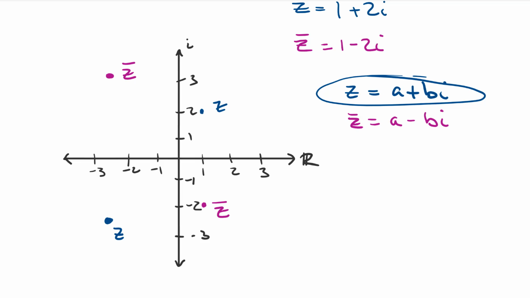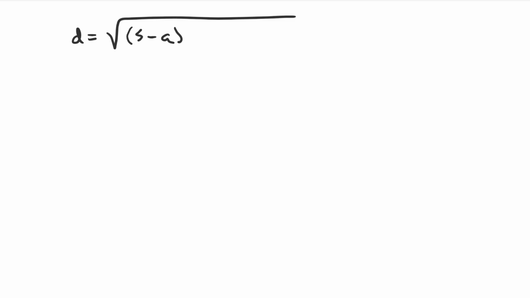Okay, now here's something a little silly. You're going to get questions asking you about the distance between two points. They write it like this: the square root of s minus a squared plus t minus b squared, and that's how you're going to find the distance. That's the distance formula. Now let's see how we're going to solve it.